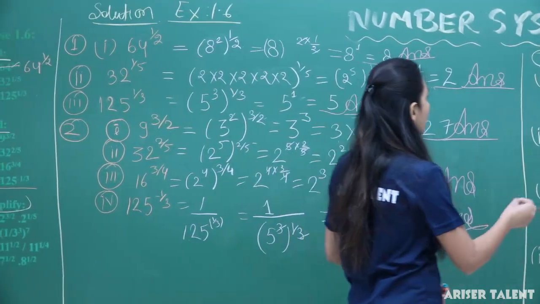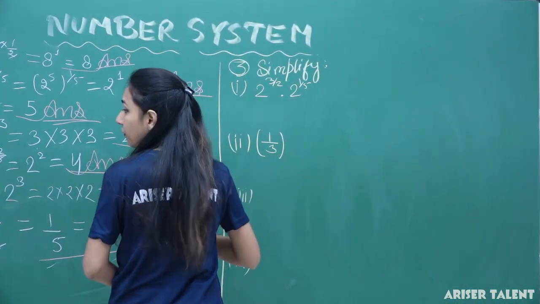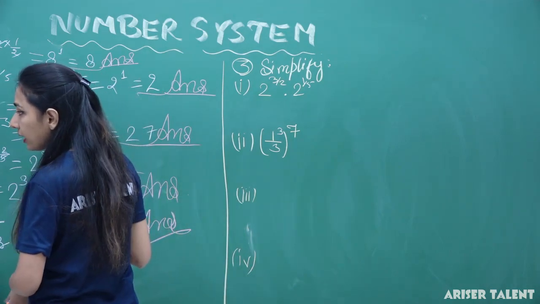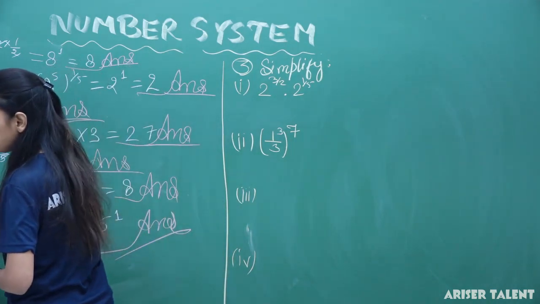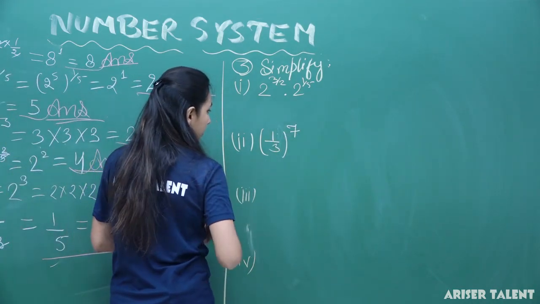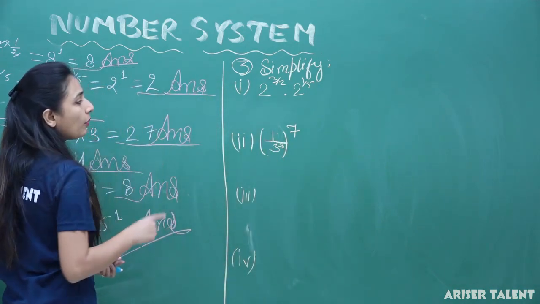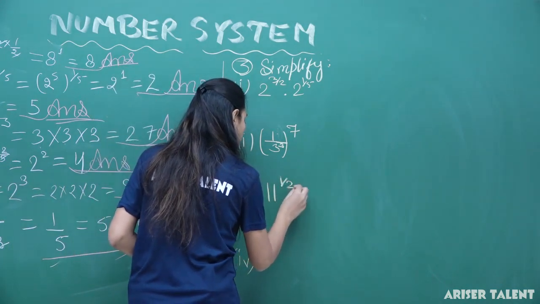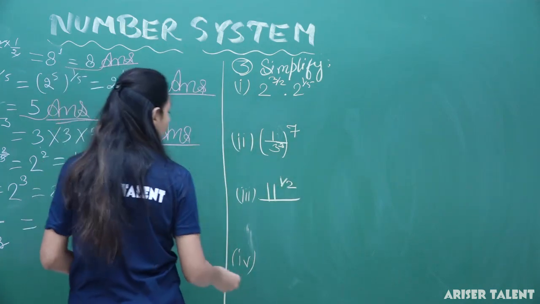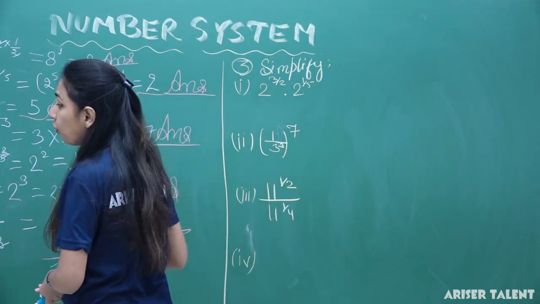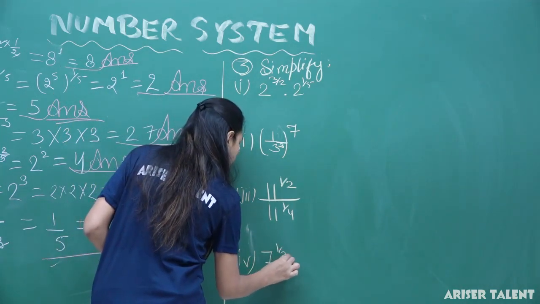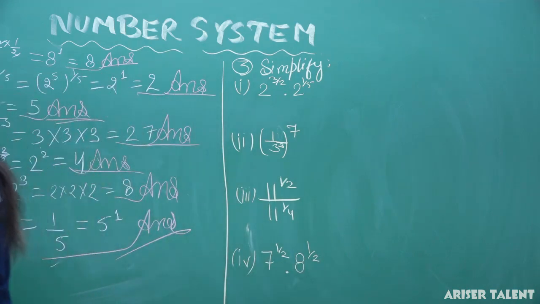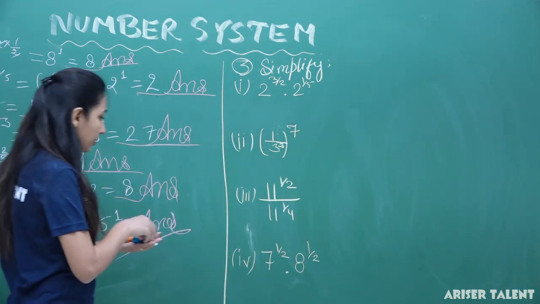Second question is 1 upon 3 raised to power 3, whole multiplied by 7. The third one is 11 raised to power 1 by 2 divided by 11 raised to power 1 by 4. The fourth one is 7 raised to power 1 by 2 multiplied by 8 raised to power 1 by 2. So these are the questions you have been provided with.